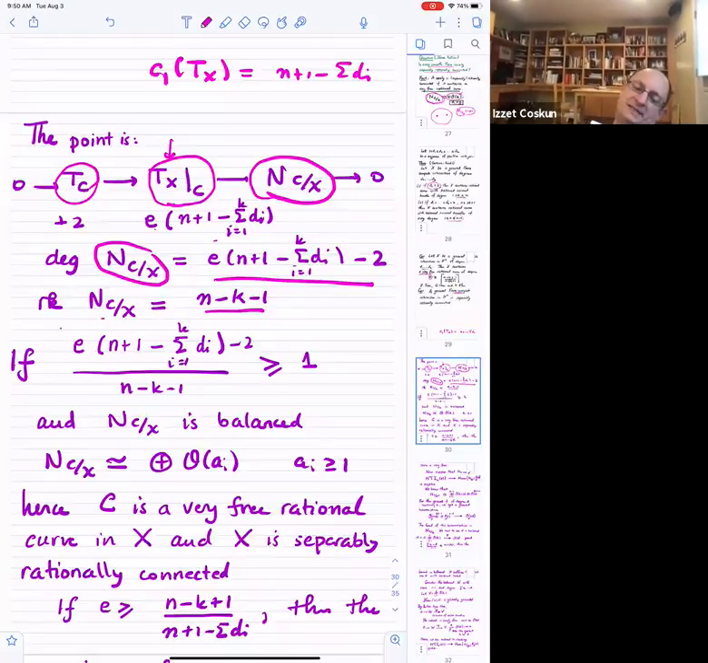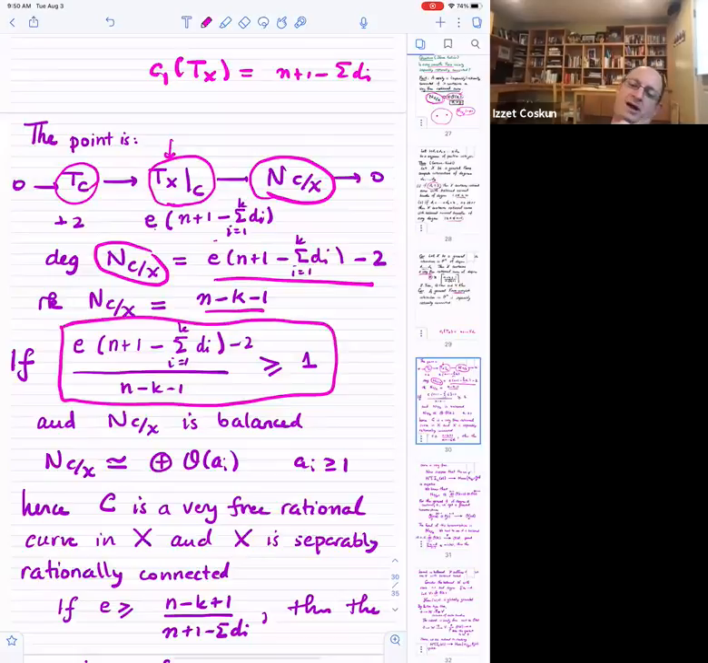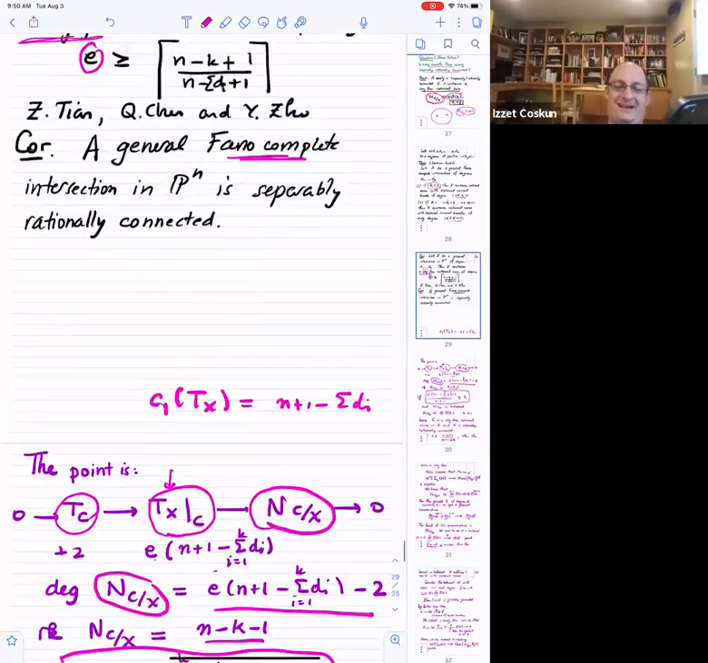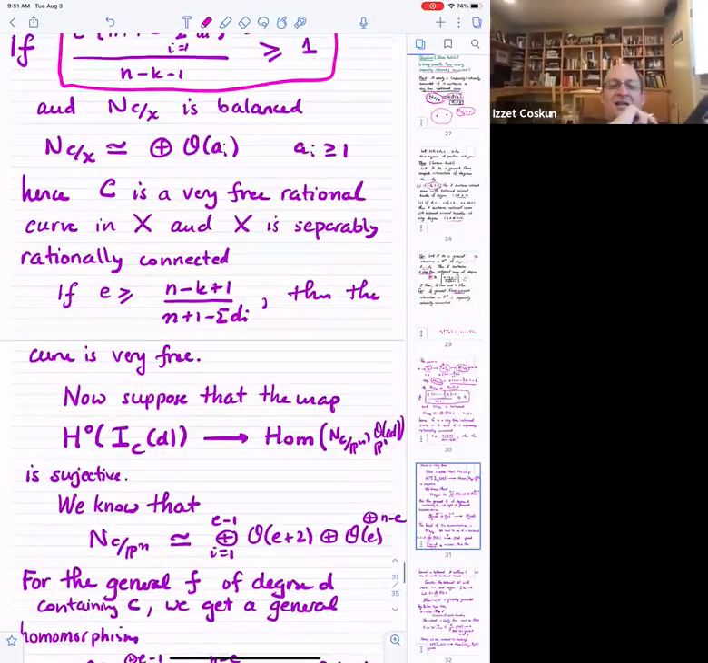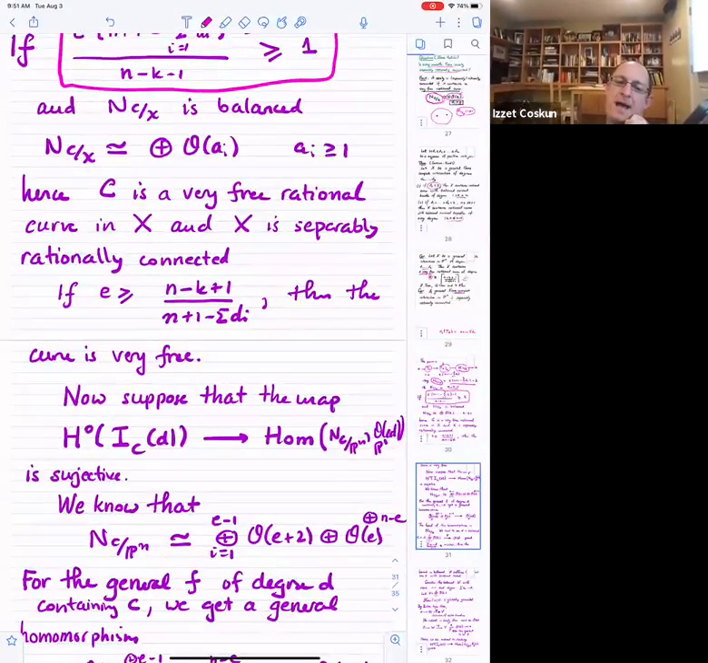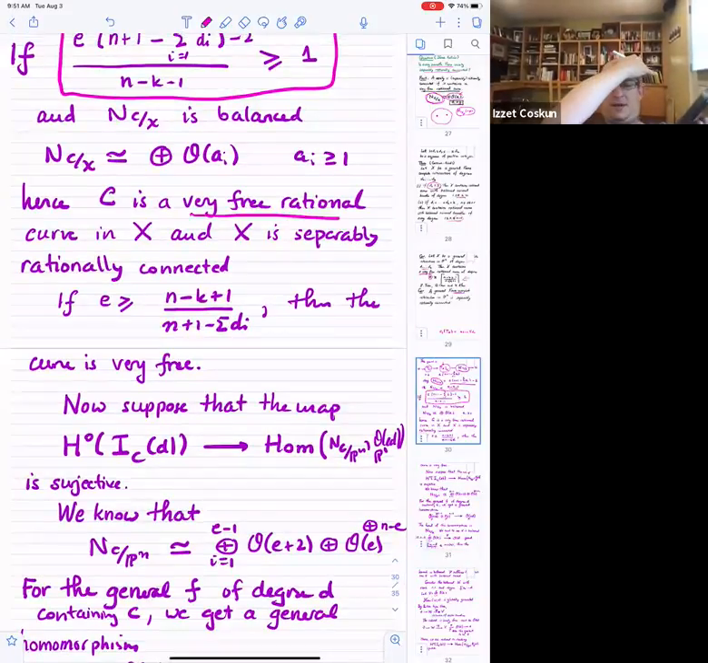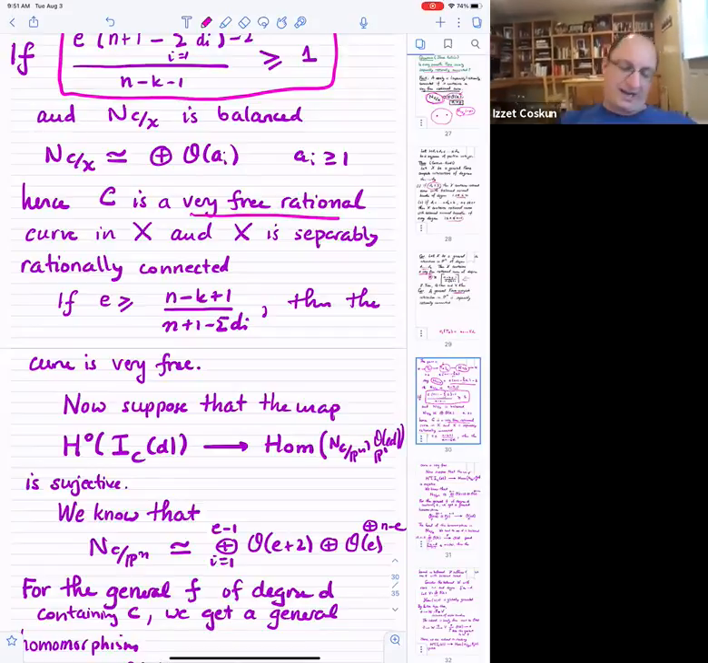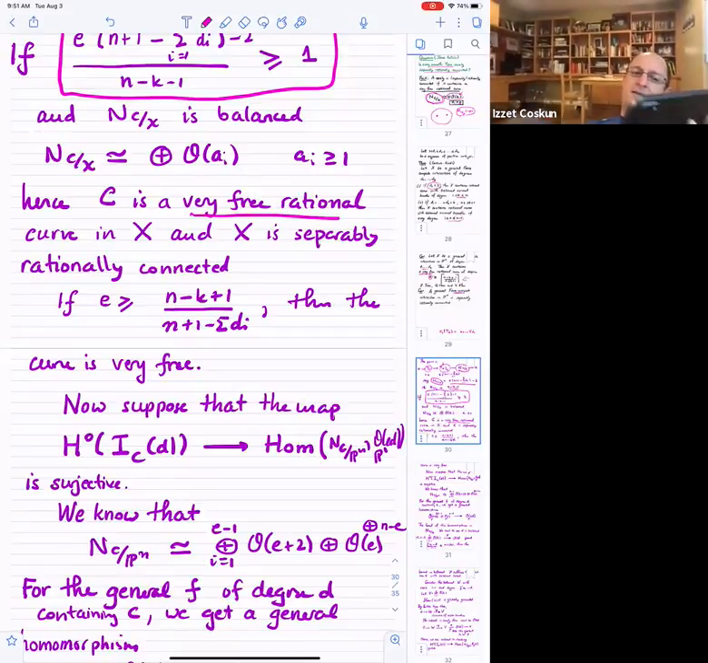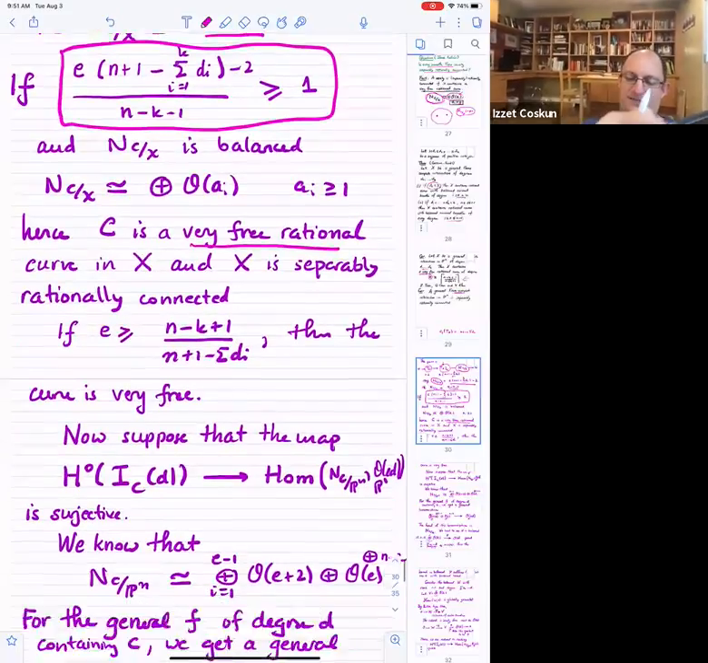So in other words, if this quotient is at least 1, and the curve is balanced, then I get a very free curve, right? And anyway, if you do the numerics, it boils down to this numerics. The numerics don't matter so much. So in particular, if we have a balanced curve of the correct degree, then we have a very free rational curve. And as I said, if you have a very free rational curve, then X is separably rationally connected. So that's why we care about how balanced this normal bundle is.